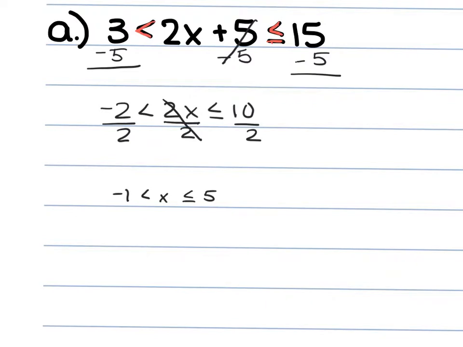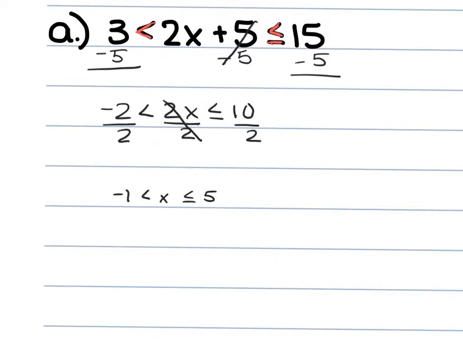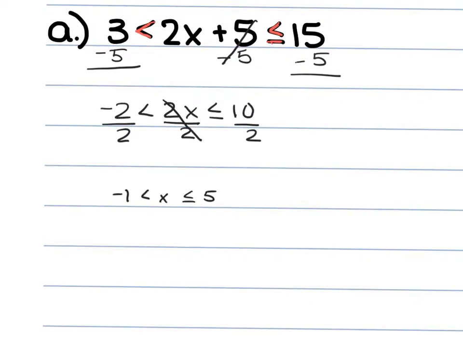We're still going to flip everything if we divide by a negative. But here we did not. We didn't divide by a negative, so I didn't flip anything. But if we were going to divide by a negative, every symbol needs to be flipped.